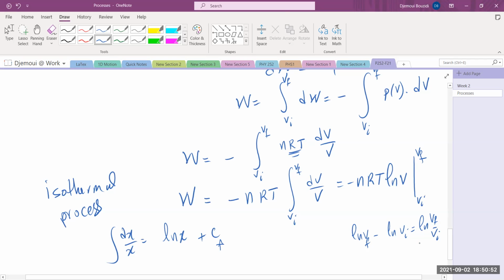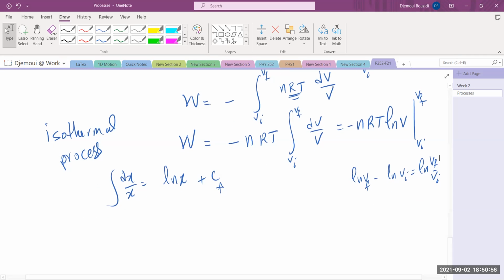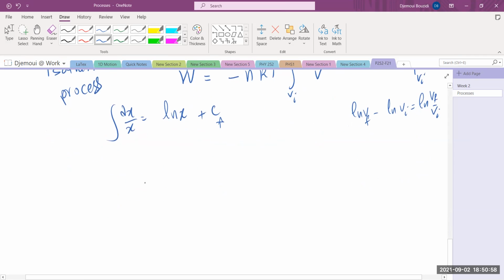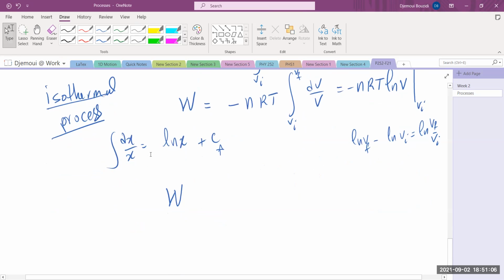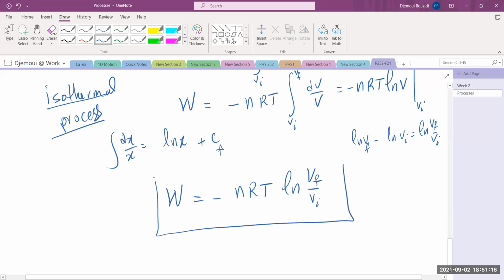Okay, so let's summarize this because it's important. We found a very good result in here that can help us do a lot of our problems. And again, I cannot emphasize how important this statement is. In an isothermal process, the work is going to be minus nRT, natural log of the final volume over the initial volume. I took the volume at the end bigger than the volume at the initial.